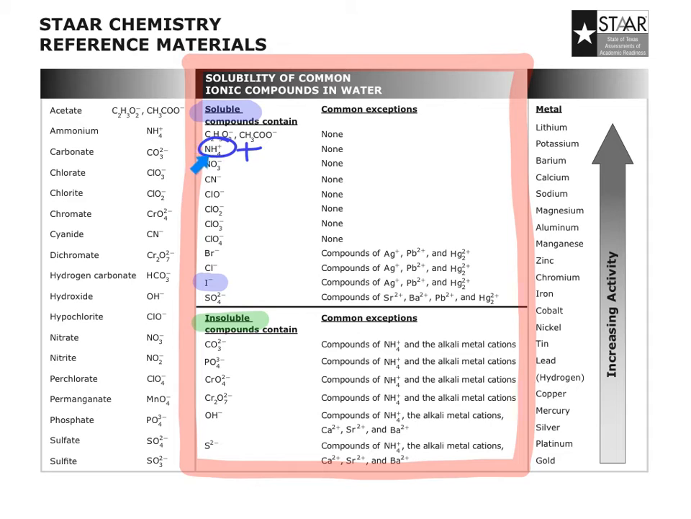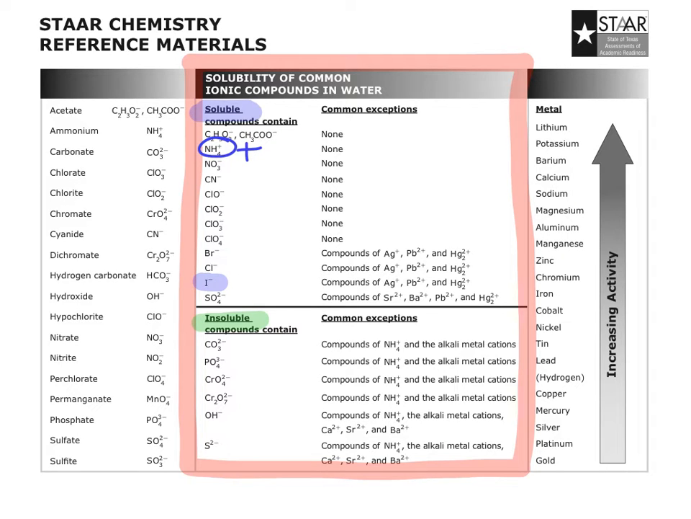I'm going to come over here and find hydroxide. Keep going. Here's hydroxide. Hydroxide is insoluble in water, except when it forms compounds of ammonium, the alkali metal cation, so anything in group 1, calcium, strontium, or barium. So it's got a lot of exceptions.